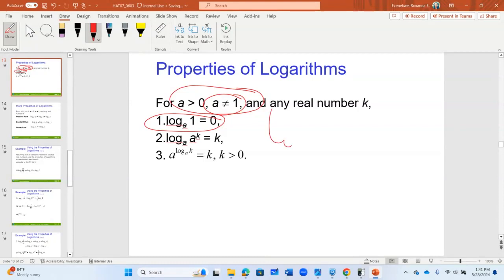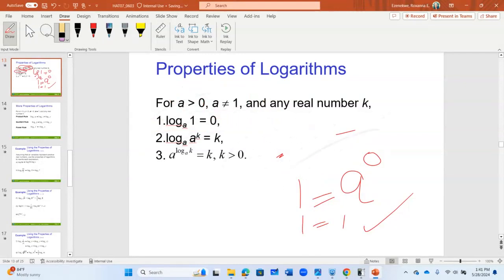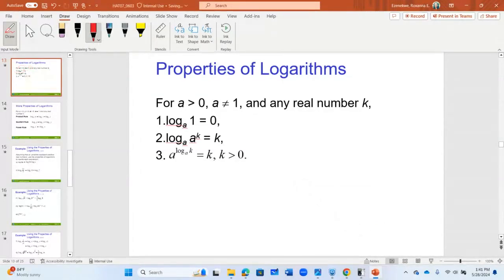Property number 1 says log of 1 to base a is equal to 0. Is it true? Let's check it out. We already know this. How we check it is we convert it back to exponential function. 1 is equal to the base raised to the power 0. Any number raised to the power 0 is 1. Therefore, 1 is equal to 1. So property number 1 is true. As much as we can, we try to prove it. If not, we memorize it. If there are some proofs that are outside our class, we memorize it.